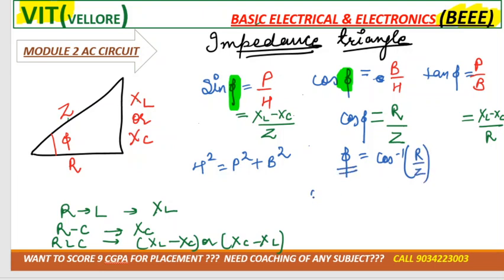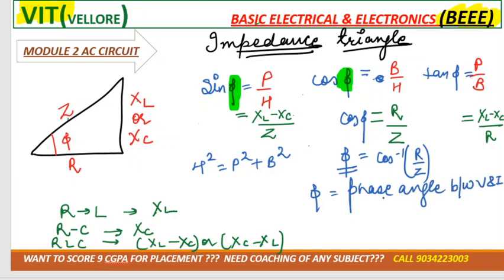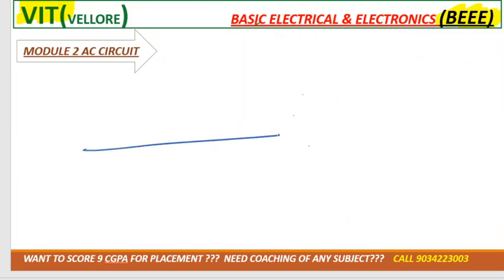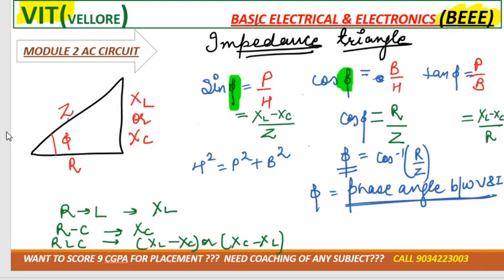What is this phi over here? Phi is the phase angle between voltage and current. Basically we'll have voltage and we'll have current, and the angle between them is known as phi. Clear? It may be on the upward side, it may be on the downward side, depending on the condition.